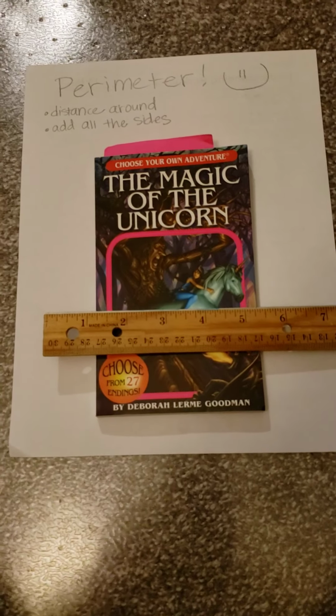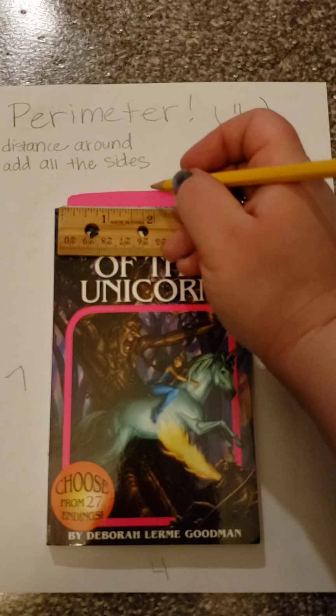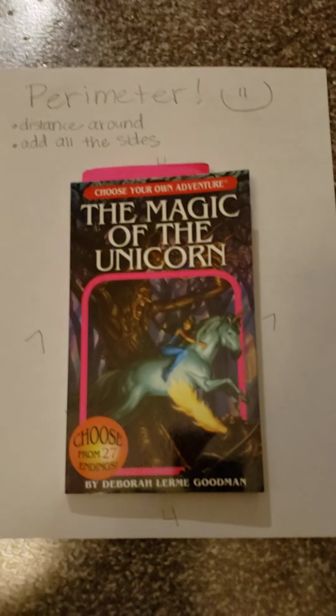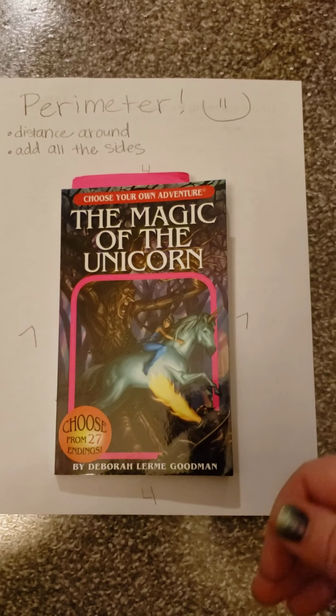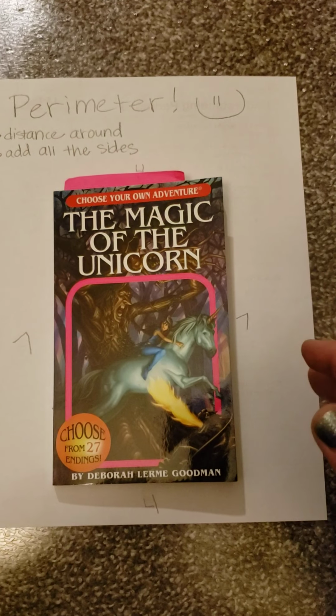And we've got 7 here, and there we go, 4 here it looks like. So now I have my shape, or object, I should say. It's this book, and now I need to add all of my sides to get the perimeter. So I'm going to add them up.